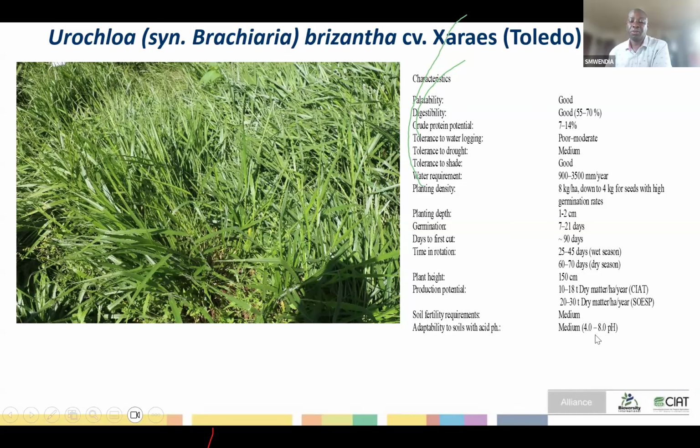And it's also adaptable to between 4 to 8 soil pH, which is also good. Because we know in most farms, soil acidity is a challenge. And therefore, it means that it can really fit for the farmers.